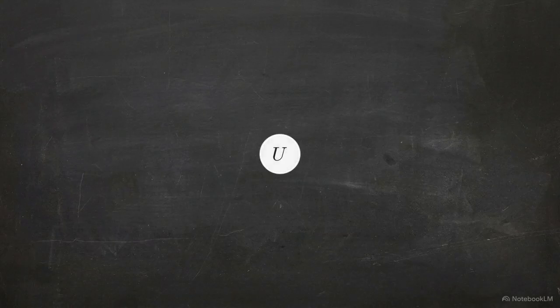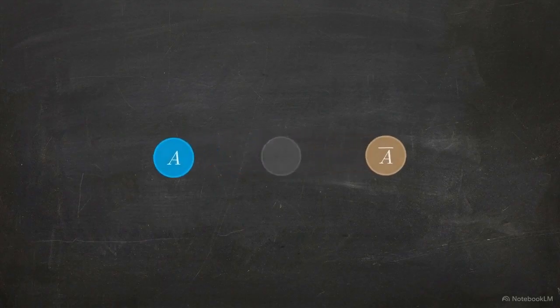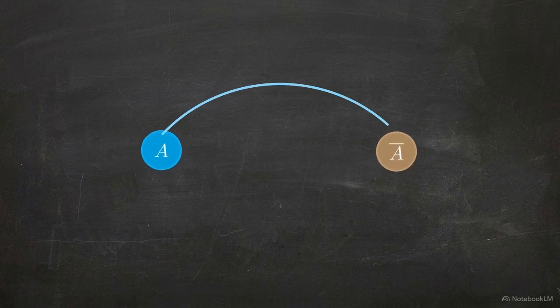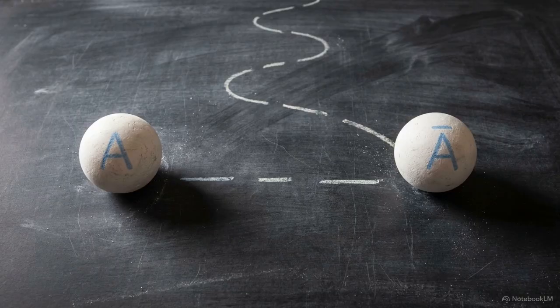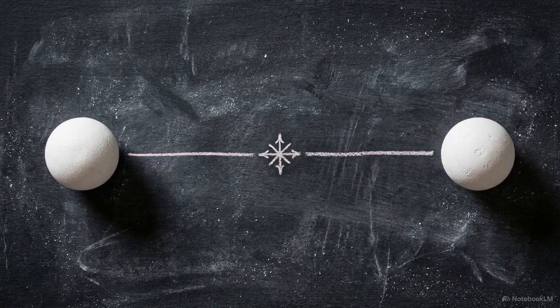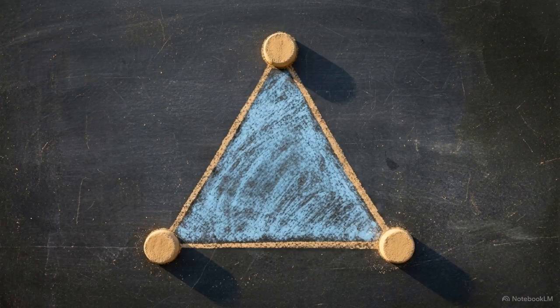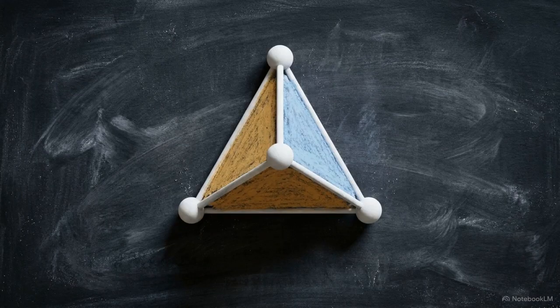To satisfy this requirement, the system differentiates into a non-overlapping binary state, A and not A. This split carries an irreducible cost, called the discrete quantum of action, or h-bar sub d. This expenditure prevents the system from collapsing back into a uniform, undifferentiated state. This single distinction triggers a generative sequence. Distinction leads to relation, which leads to closure, and finally to a persistent object.